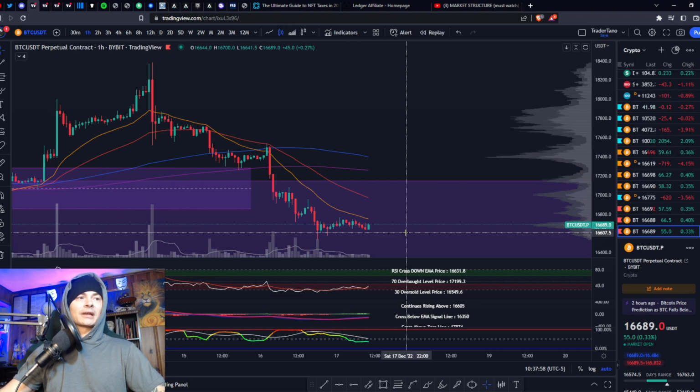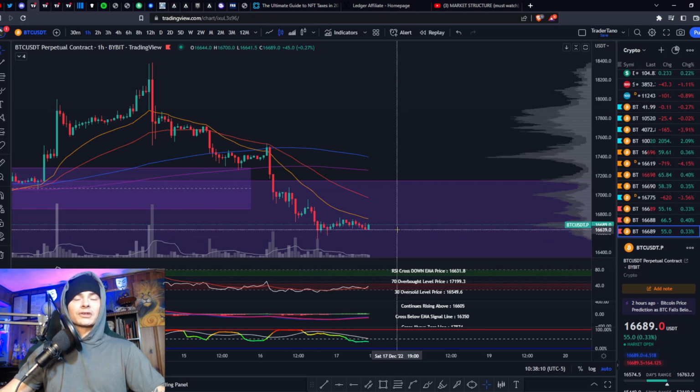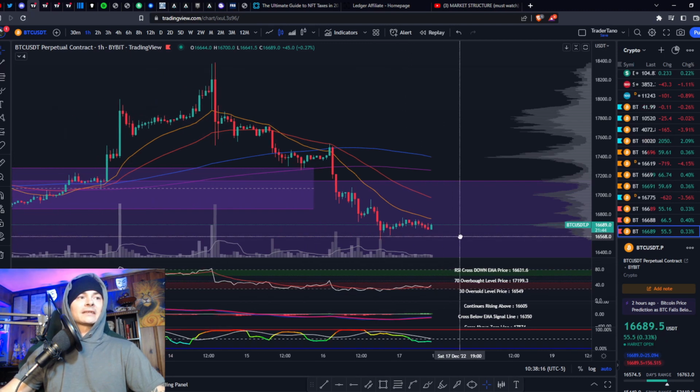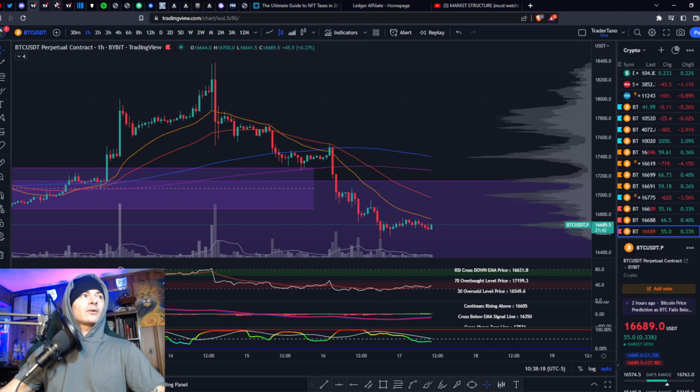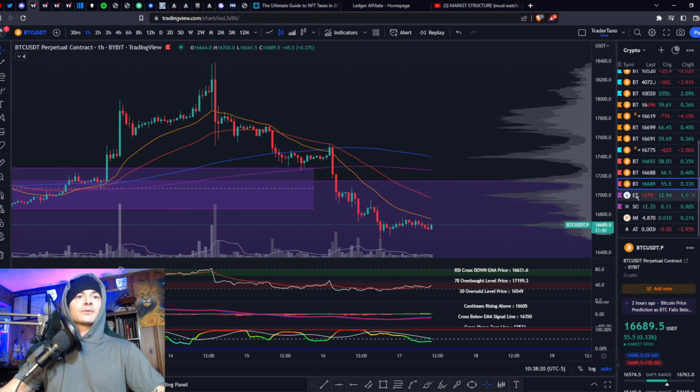The bearish case is that we break 16,600. If we break 16,600, 16K is the next stop. If we break 16K, anywhere from 15,500 to 15,800. More so 15,500 to 15,600 would be what I'd be betting on. Okay, and that's basically what I'm looking at for Bitcoin. Let's move on to Ethereum.